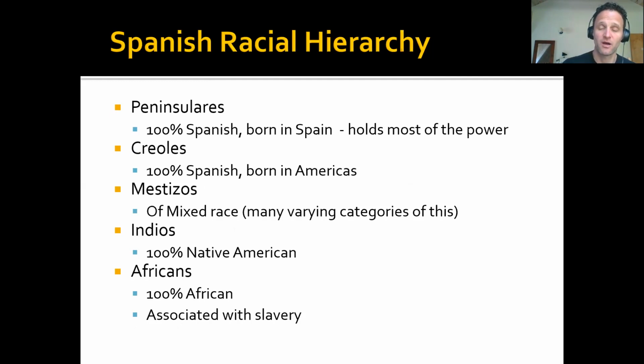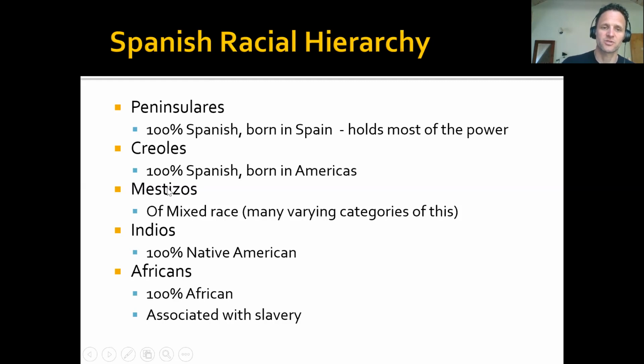The Creoles also consider themselves white. They're born in the Americas, so they're like the sons and grandsons, daughters and granddaughters of the Spanish. They want independence. So the Spanish-American revolutions are revolutions of the Creoles against the Peninsulares. It's basically a fight between these two groups at the top.